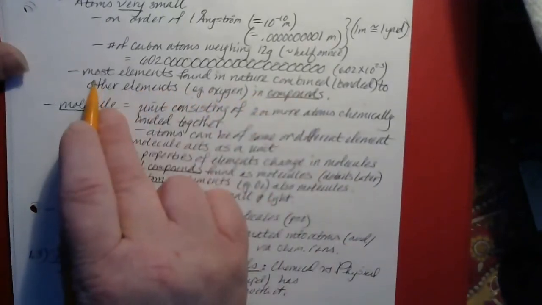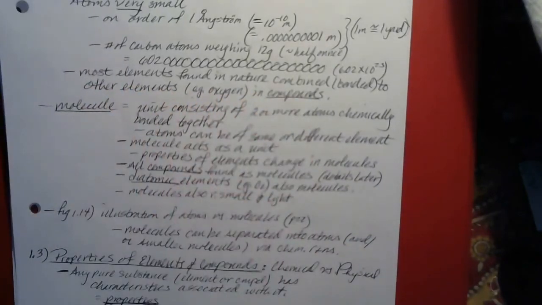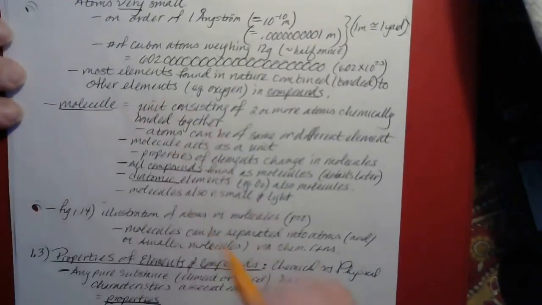Most elements, as I mentioned before, are found in nature bonded or combined with other elements, often oxygen, in compounds. And we then have to go through a process of breaking down the compound into its elements if we want to get the pure elements.